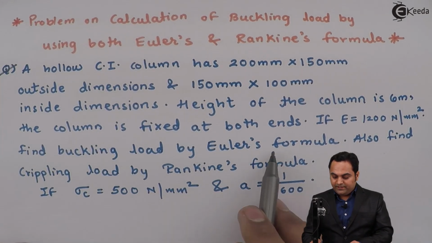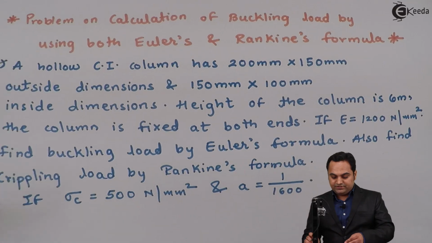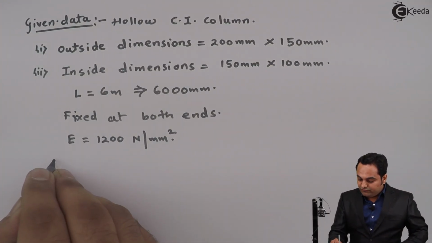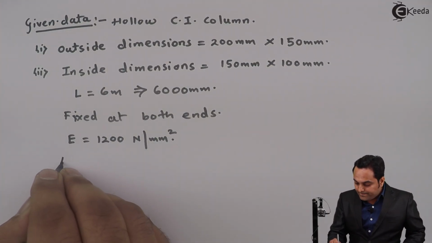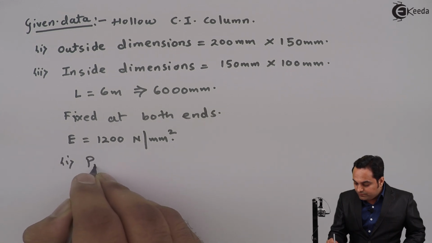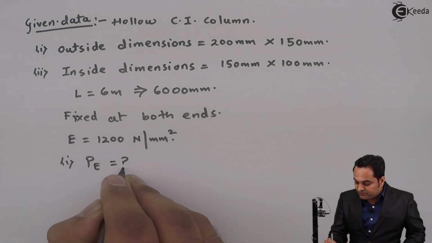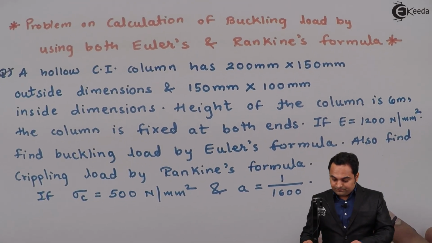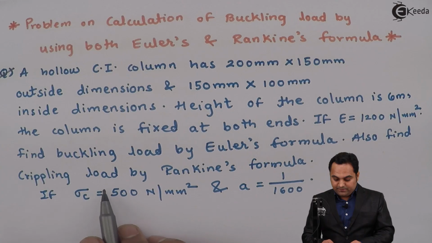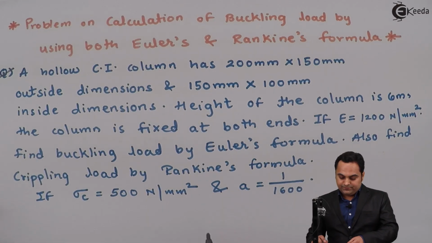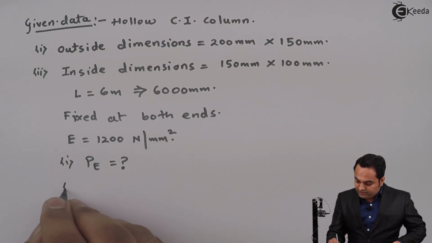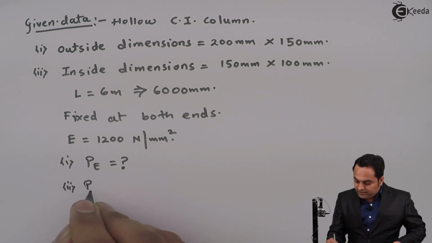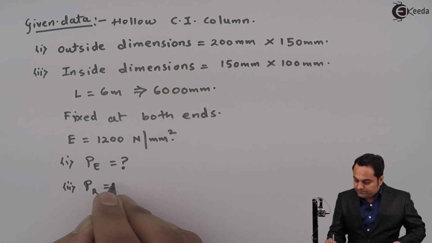Find buckling load by Euler's formula. So this is the first part. We have to find out the load, which is the buckling load by Euler's formula, P suffix E. Then also find crippling load by Rankine's formula. So here we have to find another load by using Rankine's formula.